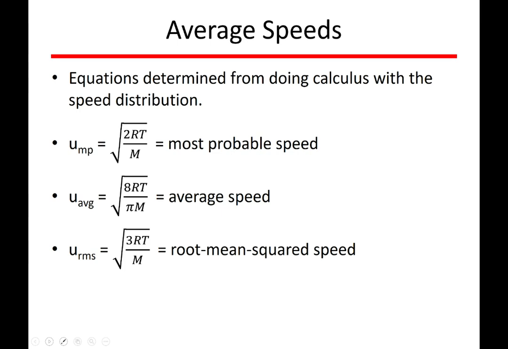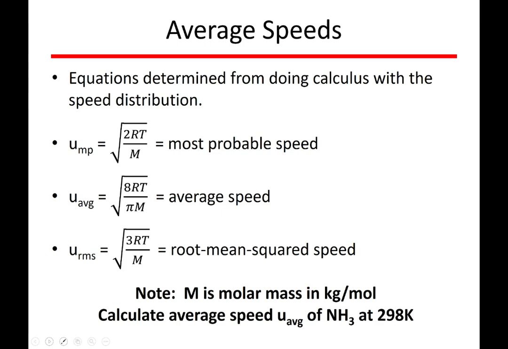The equation for calculating root mean squared speed is the square root of 3RT over the molar mass. And again, I will emphasize here, M represents the molar mass, but it represents the molar mass in units of kilograms per mole, not grams per mole. And we'll see why that is when we take a look at an example now, where we will calculate the average speed UAVG for ammonia at 298 Kelvin.